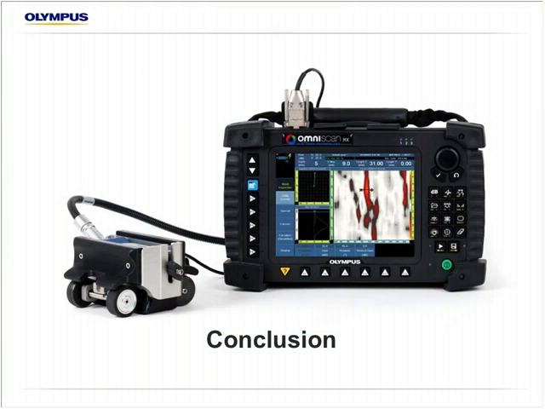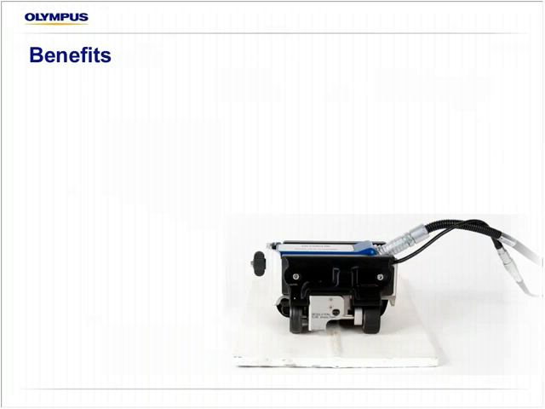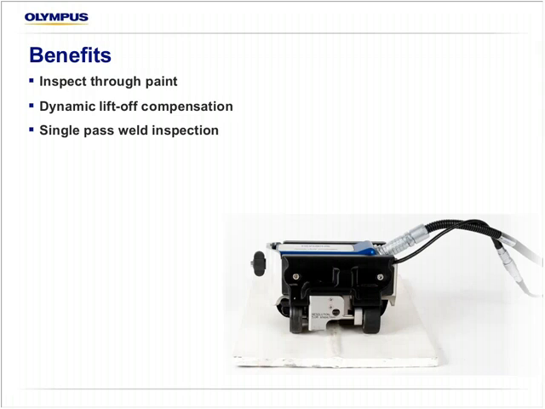So as a conclusion, this tool can inspect through the paint, has the dynamic liftoff compensation as the main driving force for obtaining all those results. A single pass is needed to cover a weld and not multiple passes anymore. It can do well in stress corrosion cracking, even in the most challenging applications such as corroded pipes. It can evaluate the depth.